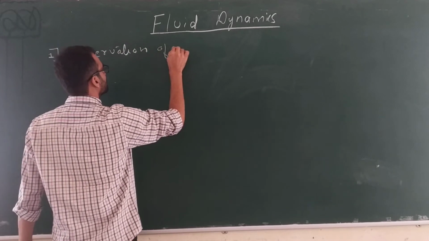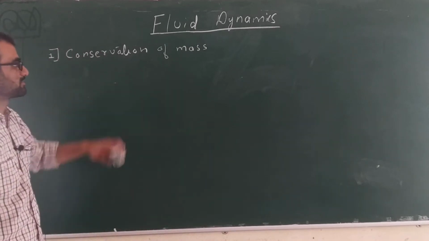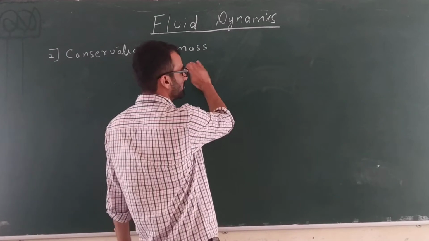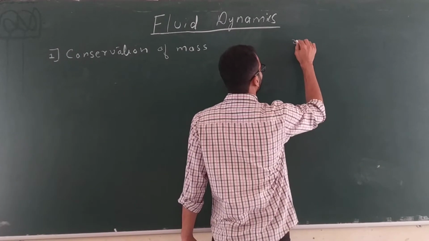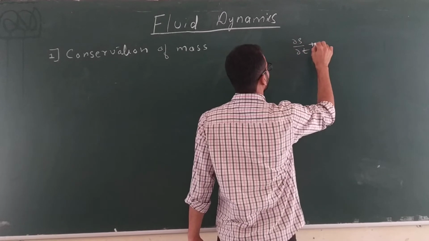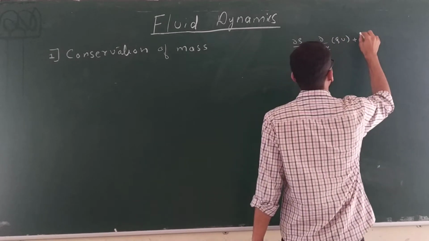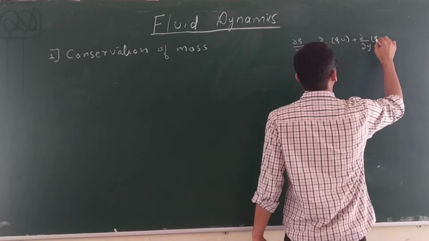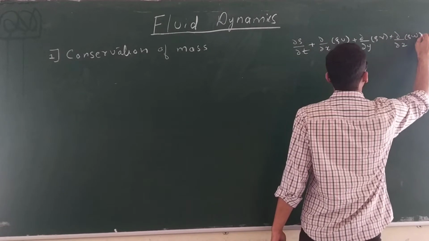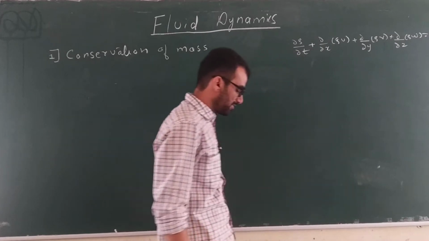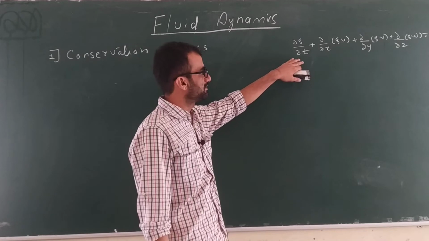conservation of mass in a fluid flow. Okay, this we have seen, conservation of mass. So applying the conservation of mass to a control volume, we got an equation: del rho by del t plus del x of rho u plus del y of rho v plus del z of rho w equal to 0. So we can use this continuity equation and solve some problems directly using the continuity equation itself.